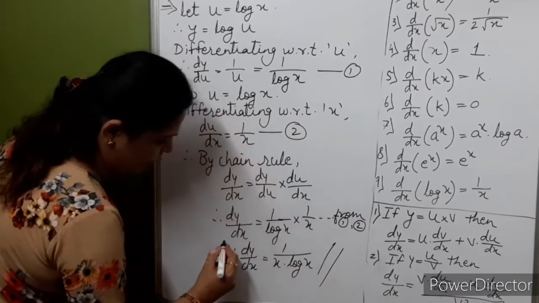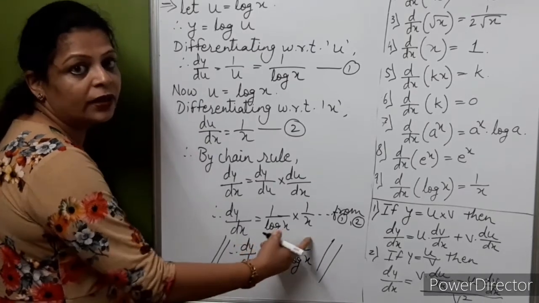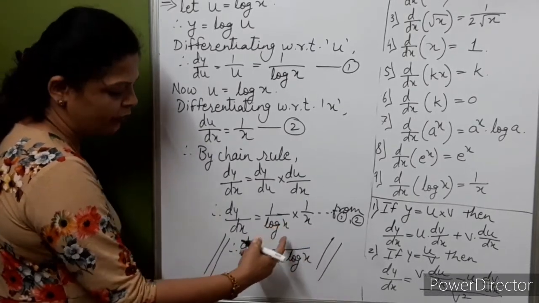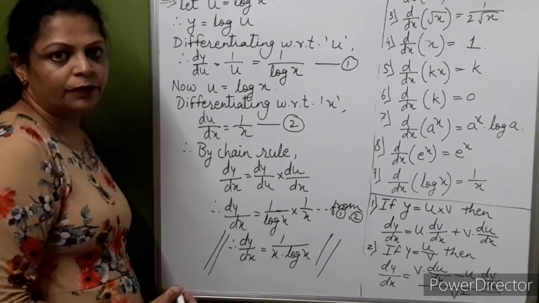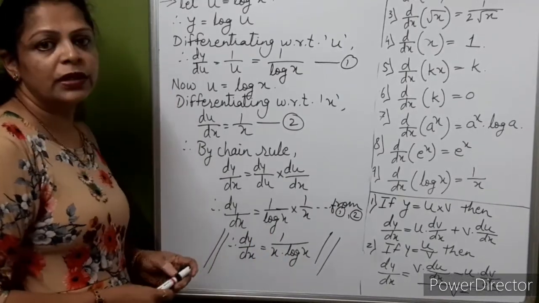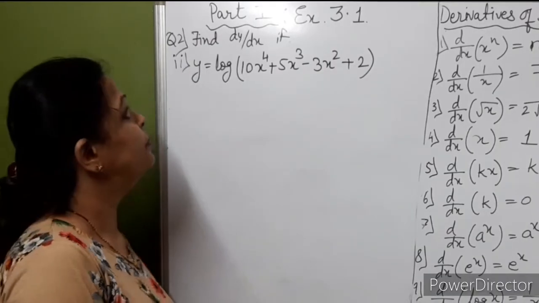This is your final answer. Don't make it log x into x is log x square. That is wrong. This x is different and log x is different. So you will get x into log x. That is the answer of this first sub question. Start with the next sum.